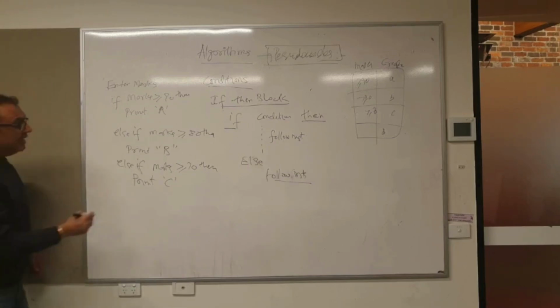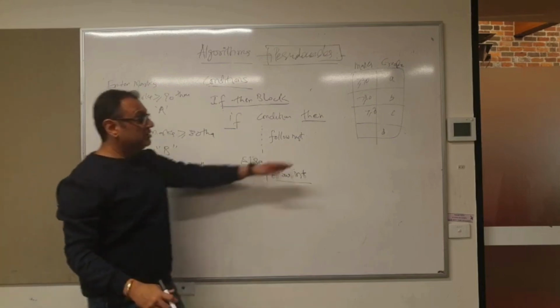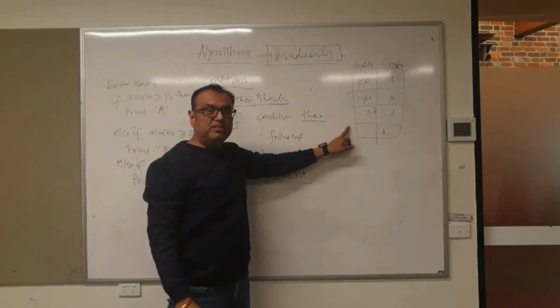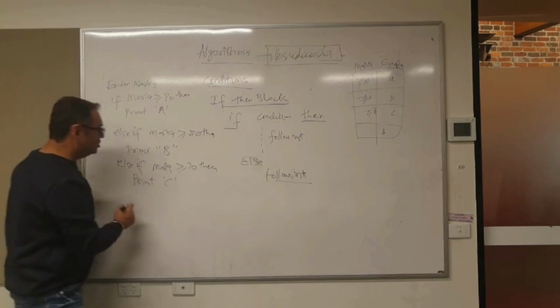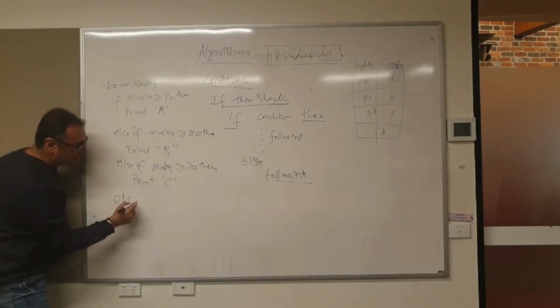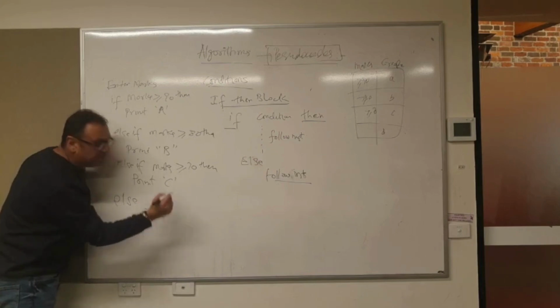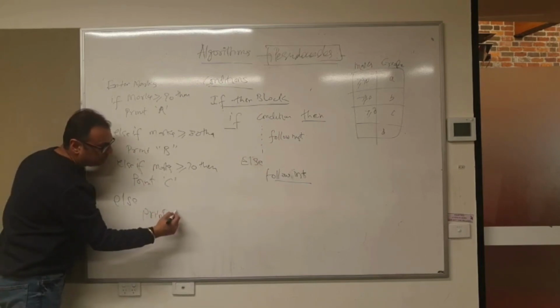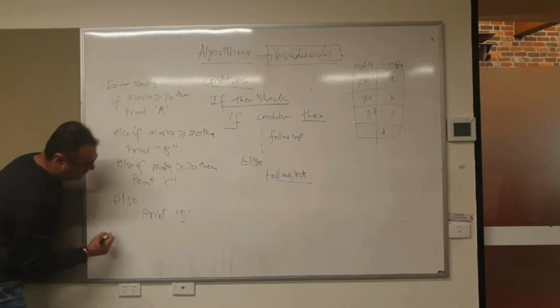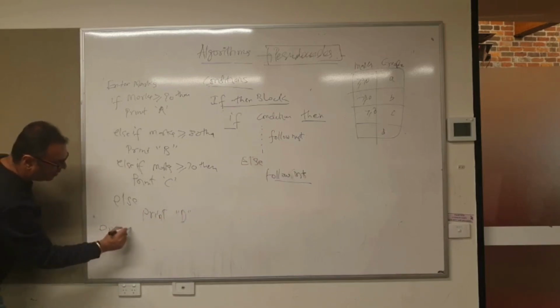And in the end I say, now for my last condition, that means if you haven't met any of these conditions, the last condition is always else. Else print D. And I say end if.